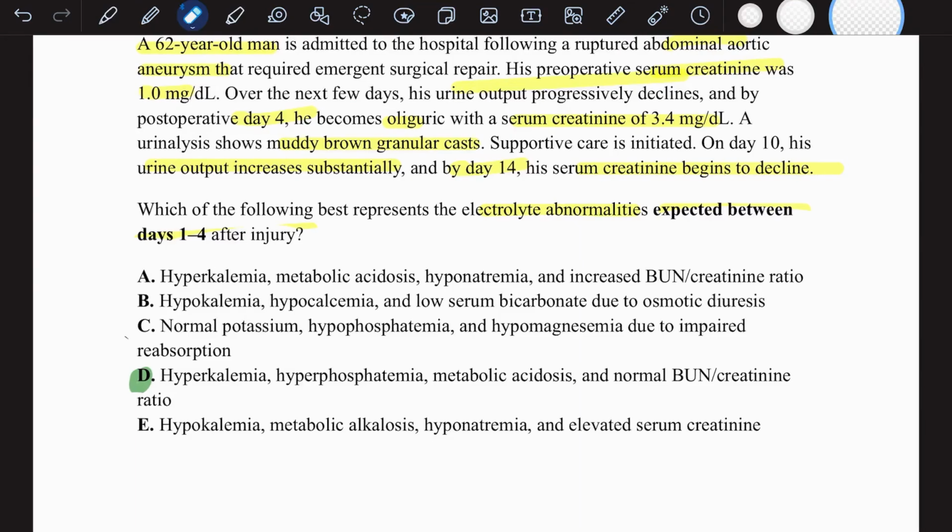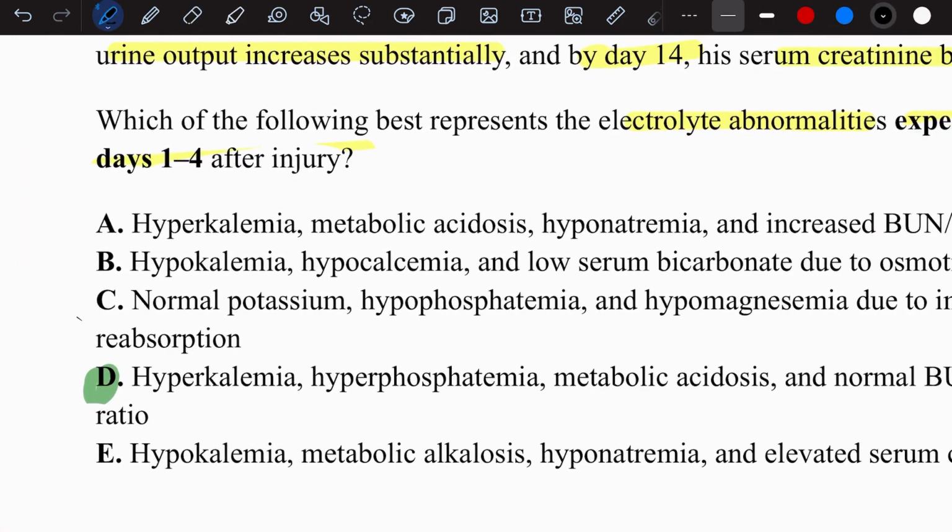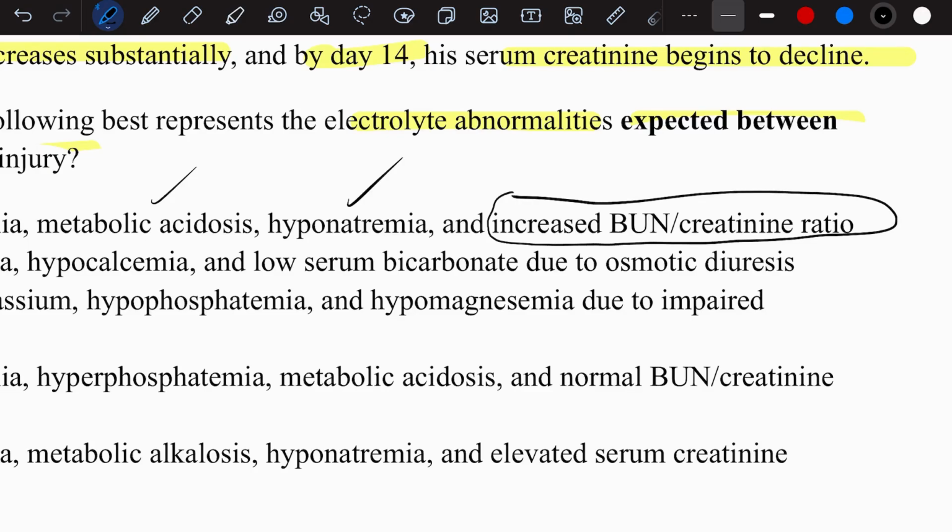Okay, so let's go over the incorrect choices. Let's start with A. So A is incorrect. Hyperkalemia we know can happen. Metabolic acidosis can happen. Hyponatremia can happen in ATN. But the one thing that's wrong is the increased BUN creatinine ratio. So you can pause here for a second and let me know where you could see this instead.